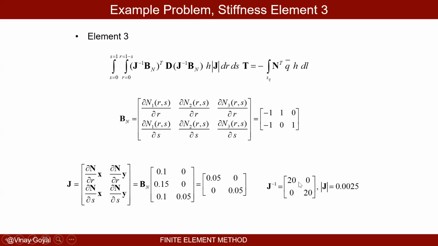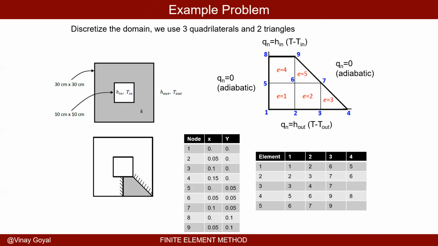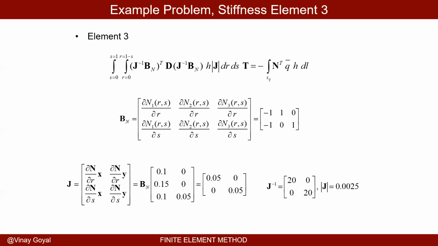So J inverse is 20, 0, 0, 20. And the reason, again, it is diagonal is because this triangle here is the same shape as the triangle I'm using in the natural coordinate system, the one I'm mapping to. So it's just scaling, and that's it. It's not normally diagonal.